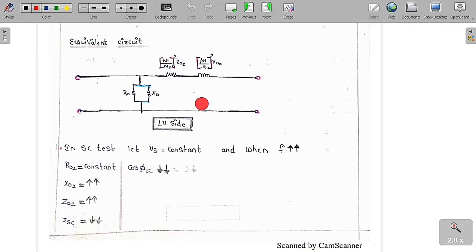So now with the help of the OC test we have figured out the shunt branch parameters, and with the help of the SC test we have figured out the series branch parameters. So now I want to redraw the circuit to the LV side. So LV side means R0, X0.